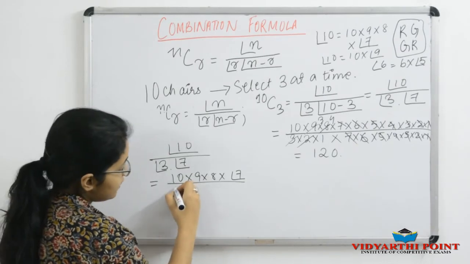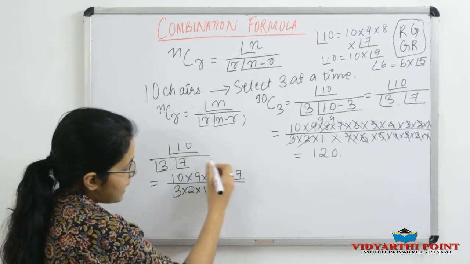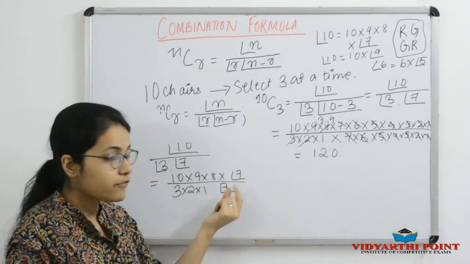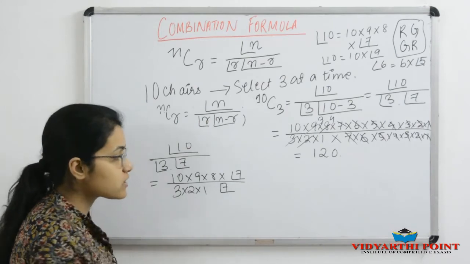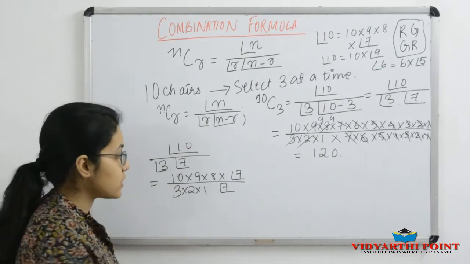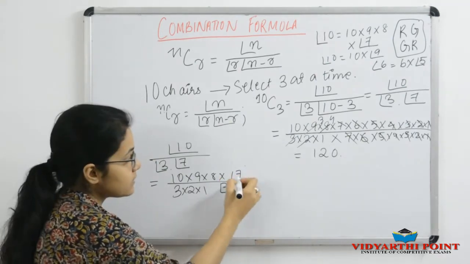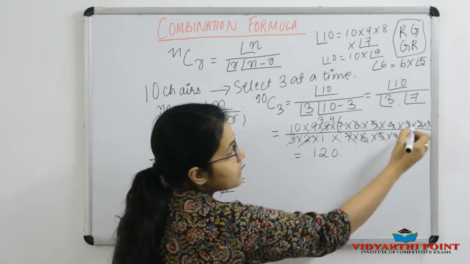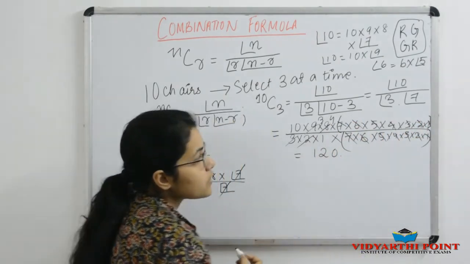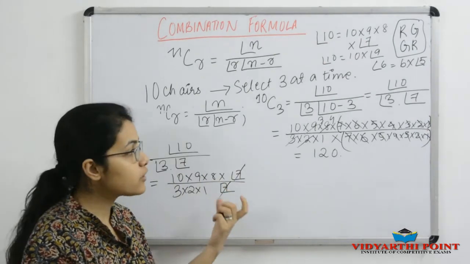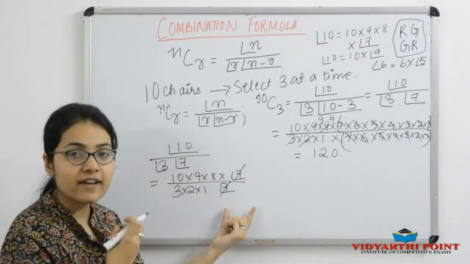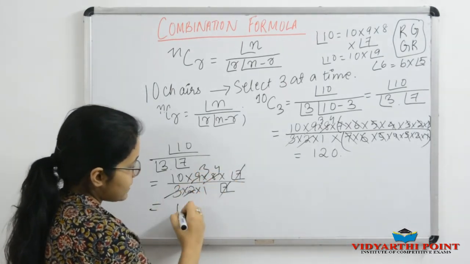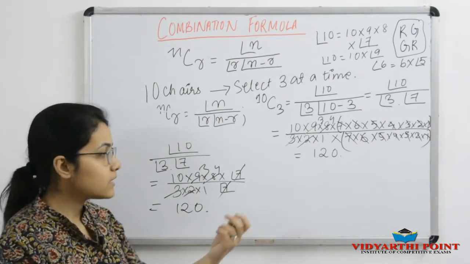Let us expand factorial 3, that is 3 into 2 into 1, and keep factorial 7 as it is. In the denominator also we have factorial 7. This saves us time while solving the question. Without expanding the factorial 7, we can cancel these two, because they have the same value. So writing their factorials will only cost you some time. Again 3 3s are 9, 2 4s are 8. Answer is 120. That is the same.